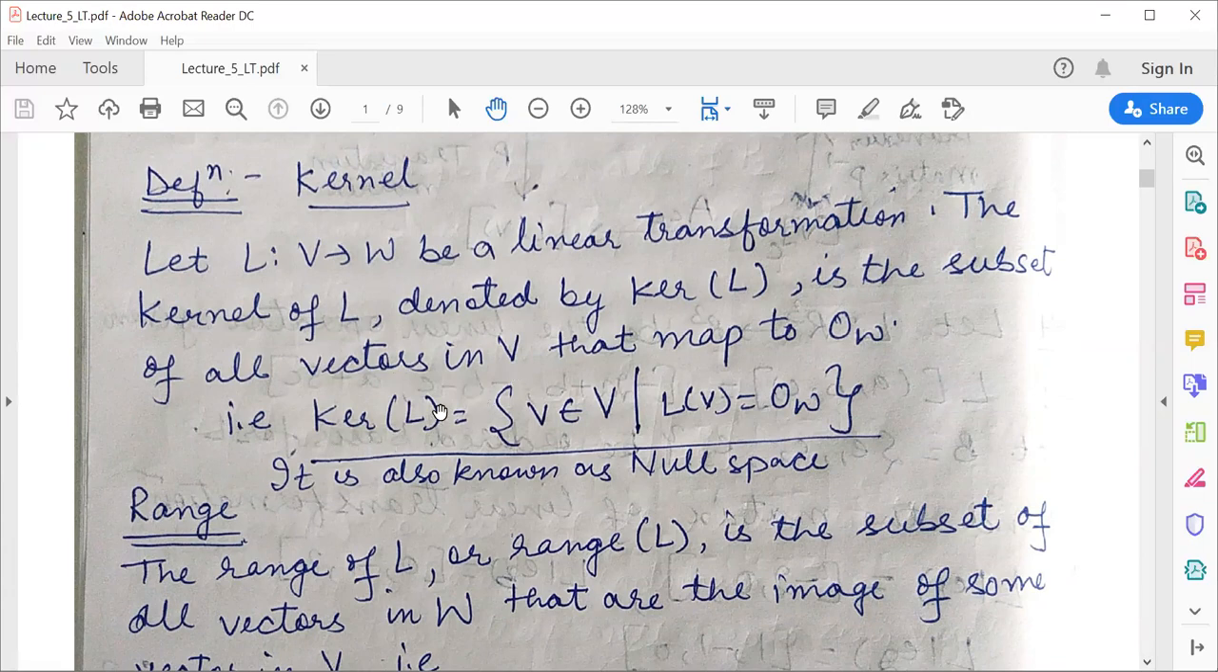This means the kernel of the linear transformation L, which is defined from a V vector space to a W vector space, will be a subset of all the vectors in V such that these are going to the zero vector in W. This is a subset which contains all the vectors from the main vector space V which are mapping to the zero vector in W. It is also known as the null space.